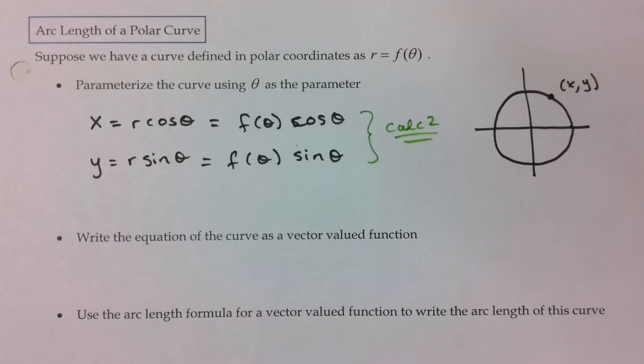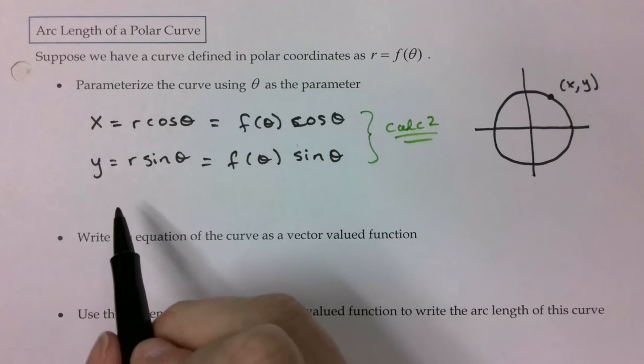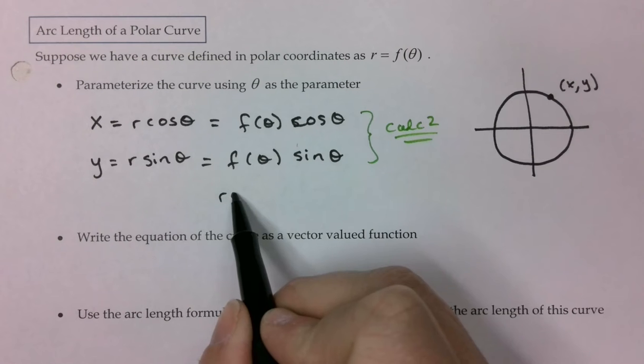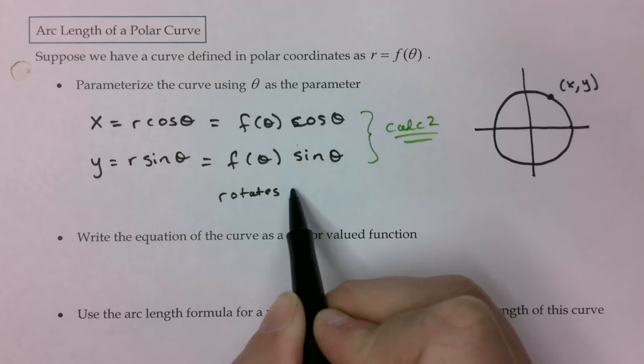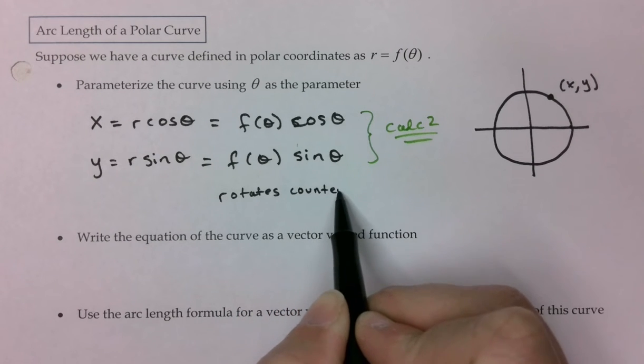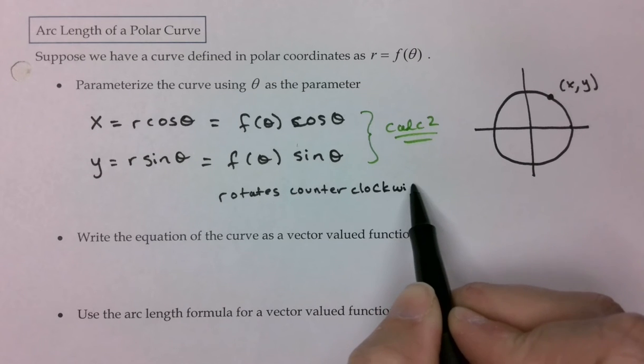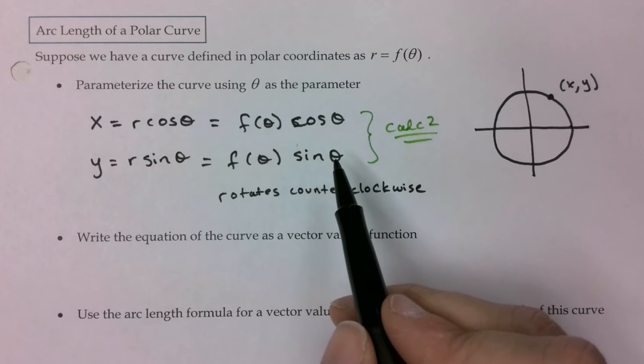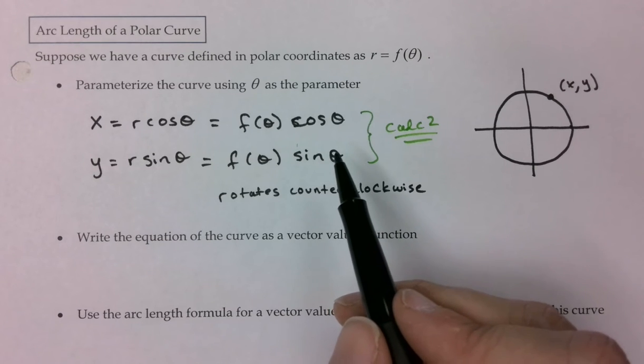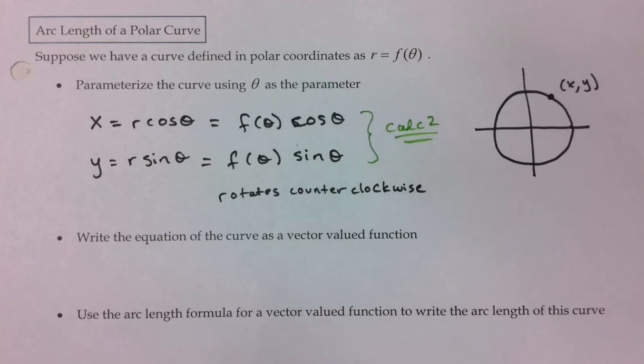And of course, keep in mind that this would be rotating counterclockwise, just having to do with how cosine and sine are defined. If you reverse them and put sine here and cosine here, it would make it rotate clockwise. Well, depending on what the function value is.